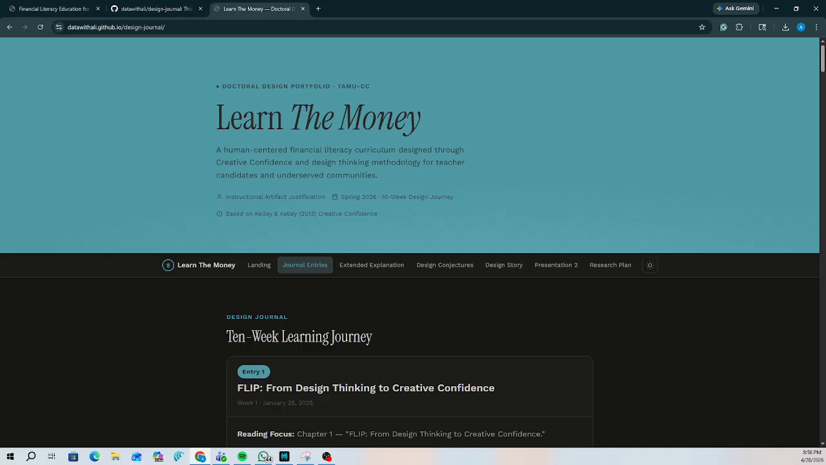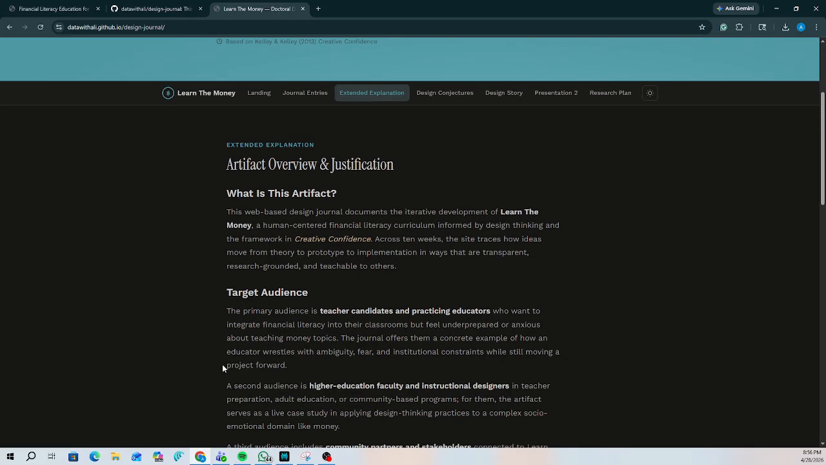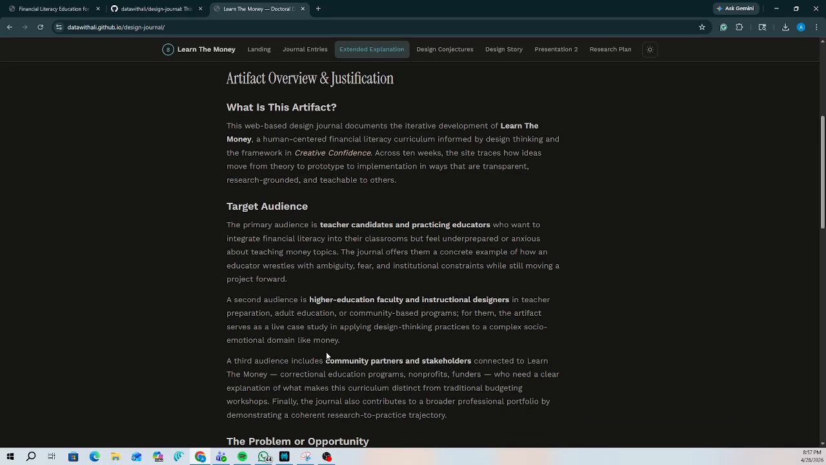Next I'll show the extended explanation section. This is more formal, an approximately 800-word justification that directly responds to the rubric that we had. The first part clearly names the problem and opportunity: many learners and teacher candidates carry hidden financial anxiety and often lack a space where they can talk about money in a reflective, shame-free way. That makes it harder for them both to manage their own finances and to support other financial learners.